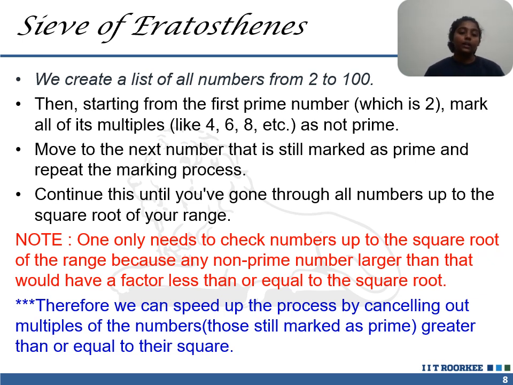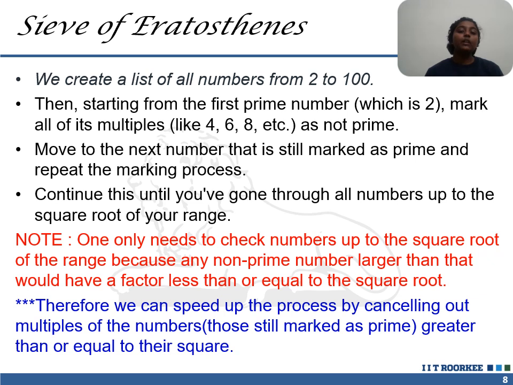We continue until we have gone through all the numbers up to the square root of our range, which is given by the user. One must understand that we only have to check the numbers up to the square root of the range, because any non-prime number larger than that will have a factor less than or equal to the square root. So that number would have already been cancelled, so we don't have to employ other numbers in order to cancel the numbers that are greater than the square root of our particular range.